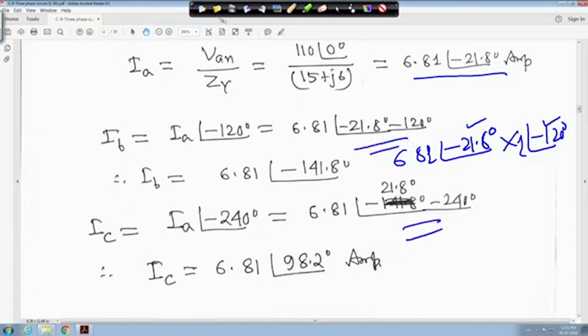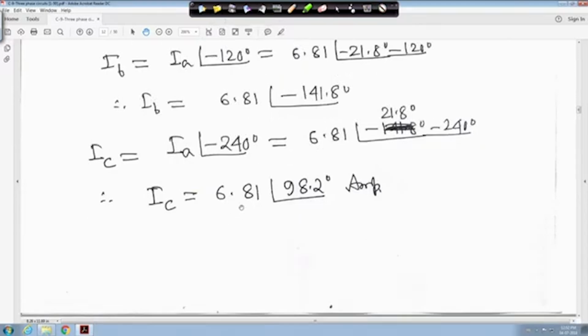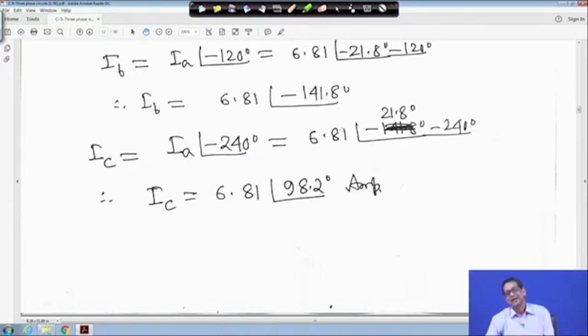Similarly, here, IC is equal to 6.81 angle 98.2 degree. Why? This is minus 240 minus 21.8 degrees. Just the way you showed VC lagging by minus 240 degree, rather than lagging we can show it the other way, as leading. So, you add 360 degree with this. So, 360 minus 240 minus 21.8 gives 98.2 degree ampere. You do it yourself and draw the phasor diagram.